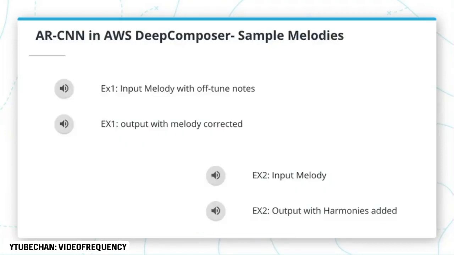Let us now hear some output samples produced by the ARCNN algorithm. In the first example, the model has learned to remove out of tune notes and add missing notes to make the melody sound better. Let's listen to the input melody.